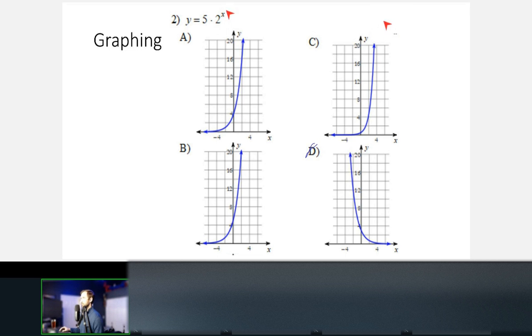So 2 to the 0 power is 1. 1 times 5 is 5. So (0, 5). This is (0, 4). This is (0, 1). This is (0, 5). So based on the y-intercept, B is the correct answer.